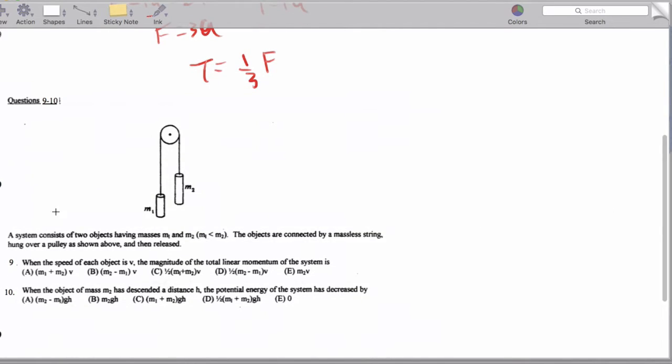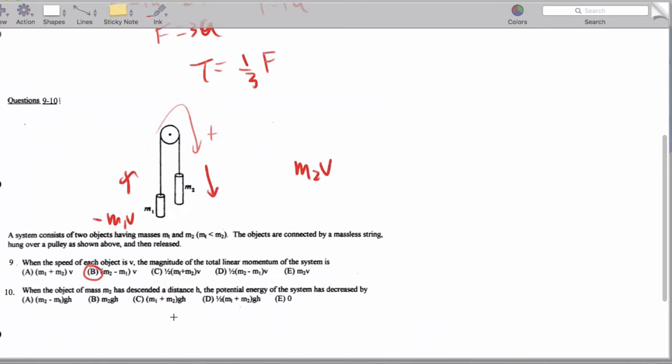Now, let's see. We want to look at the momentum of this system when the speed is V. M2 is bigger than M1. So we have the system moving like this. We're going to have M2V for the momentum of the second one, and negative M1V for the first, as we're calling the direction of M2 the positive direction. And so what this means is that our total momentum of the system is going to be (M1 minus M2)V, which is choice B.